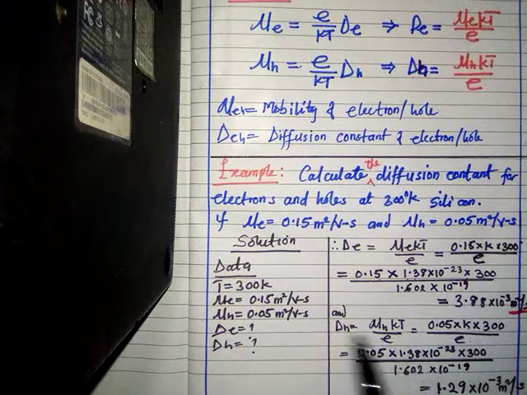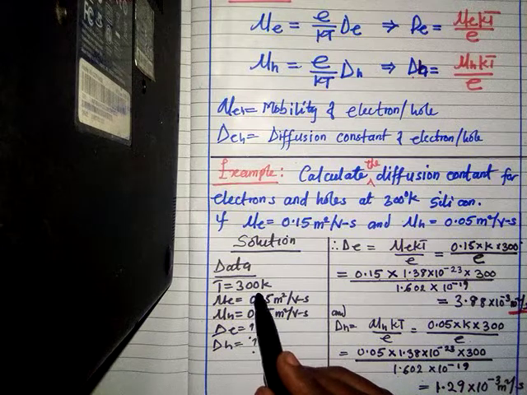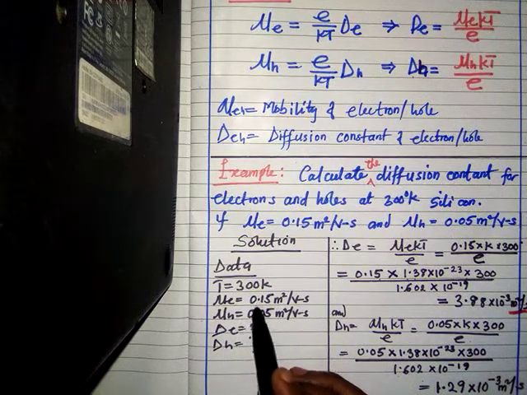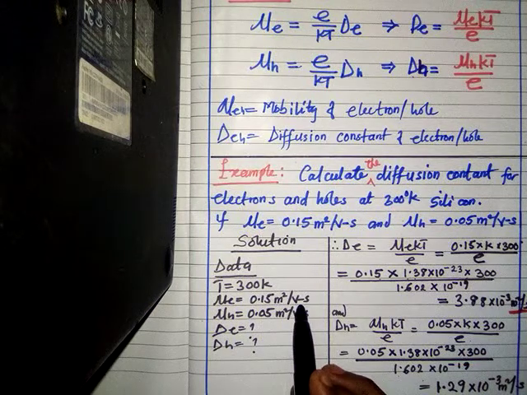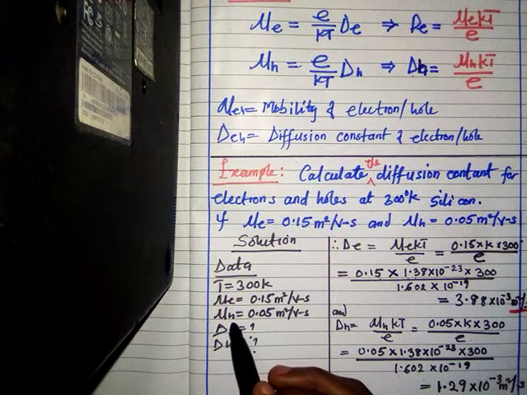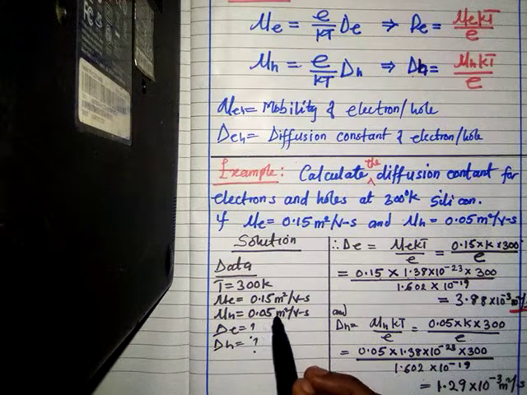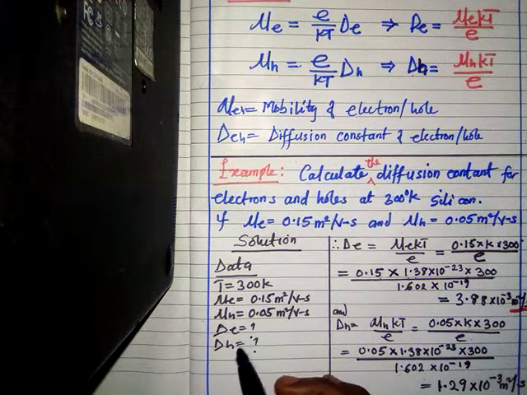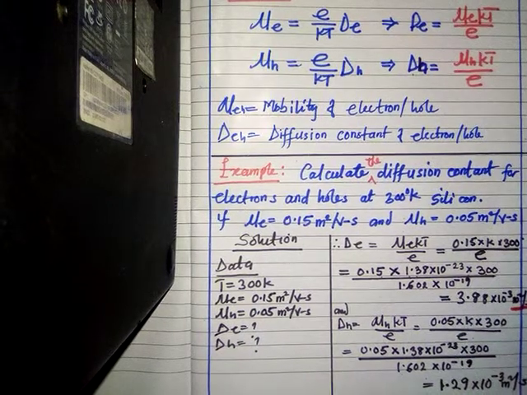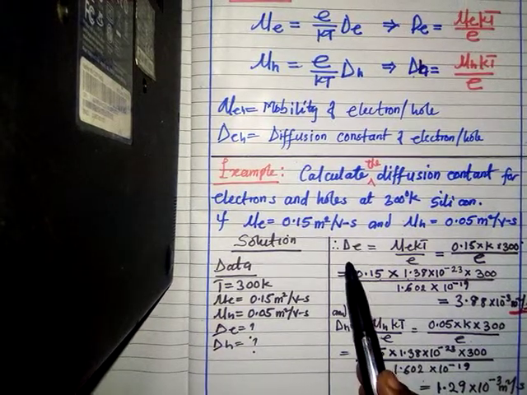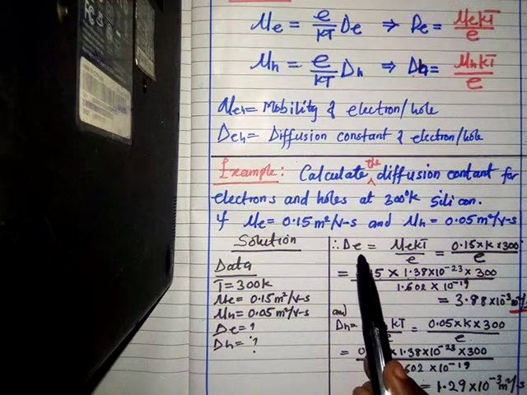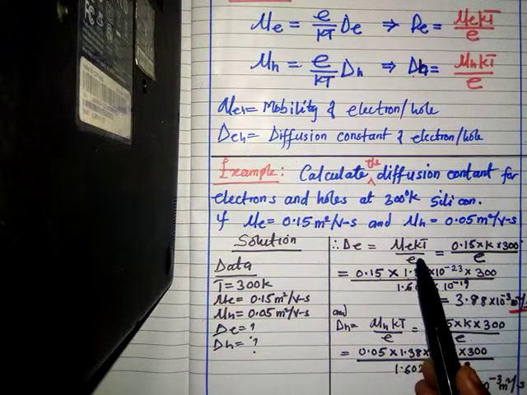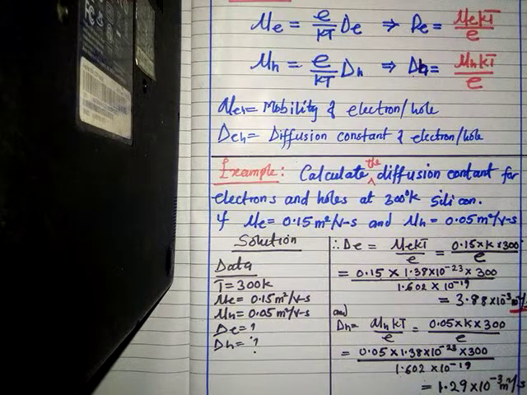So our temperature here is 300 Kelvin, and our mobility of electron is 0.15 meter square per Vs, and my mobility of hole is 0.05 meter square per Vs, and my diffusion constant of electron and hole is what I'm looking for, so the question mark. So here's the formula. It says diffusion of electron is given as μ_e kT all over e. So just make all necessary substitution.